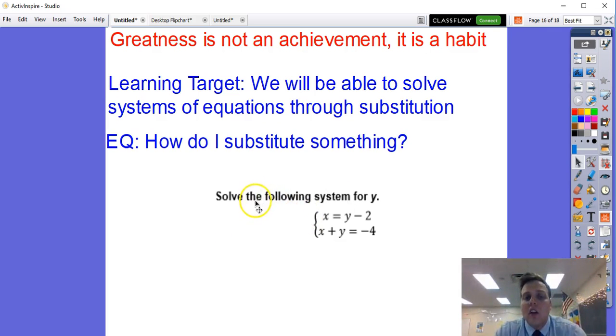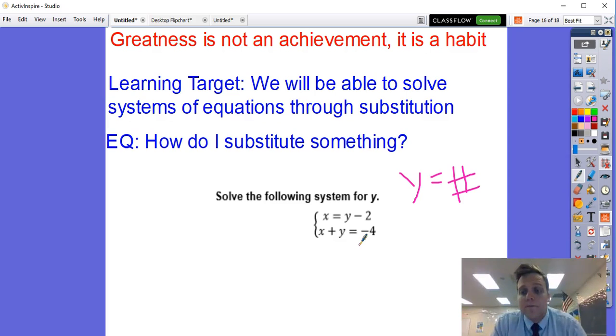And it says, solve the following system for y. So in other words, what it wants is for me to get y equals. And specifically for this problem, it wants me to get y equals some number. So you are actually trying to find the value for y. Okay, so we have two equations here, so that makes it a system. A system is just when you have more than one equation. In this case, we have two equations. You could have more. You could have 3, 4, 5, 6, 7, an infinite amount.